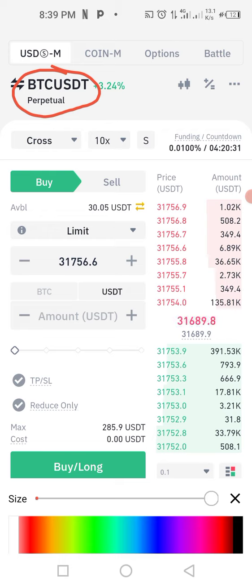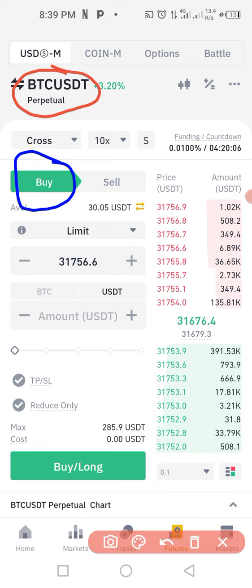Let me click this one also. Let me circle this one. You can see that blue circle. So it means that I'm buying BTC with my USDT which I have in my account. I'm buying BTC with USDT. Did you get that? I'm buying BTC with USDT.